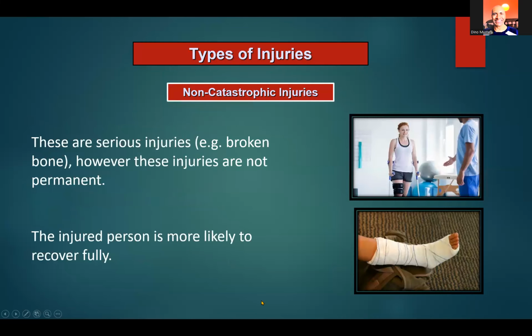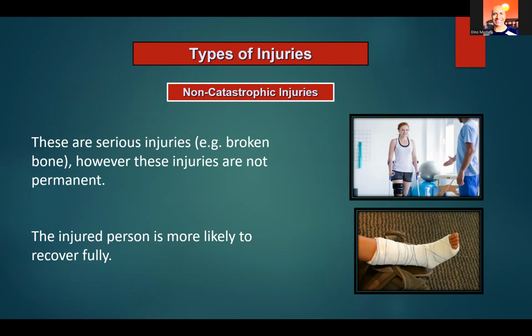The next type of injury I wanted you to know is called non-catastrophic injury. You can also call this non-permanent. A good example could be even a broken bone. Someone has a fracture during a car accident. Remember, all this is happening during a car accident. So you have a fracture. It may take a few months to recover, but the injured person is fully expected to completely recover from it. That means it's a non-permanent injury, so non-catastrophic injury.